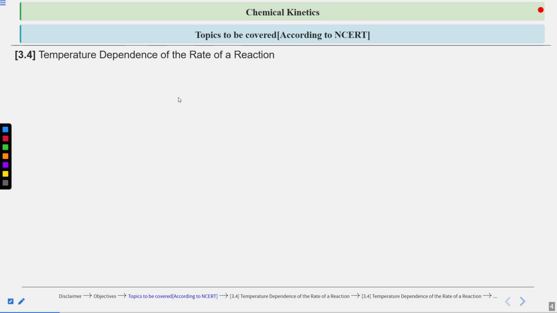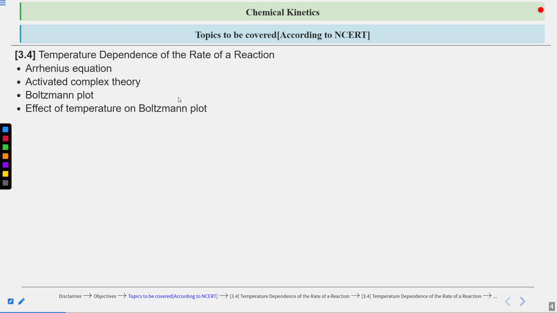Let's see the topics that we are going to cover today as per the NCERT. First, we will cover section 3.4, which is temperature dependence of the rate of reaction. In this, we will first cover the Arrhenius equation. Secondly, we will see the activated complex theory, the Boltzmann plot, and the effect of temperature on the Boltzmann plot, like how the plot given by Boltzmann is affected when you increase or decrease the temperature.